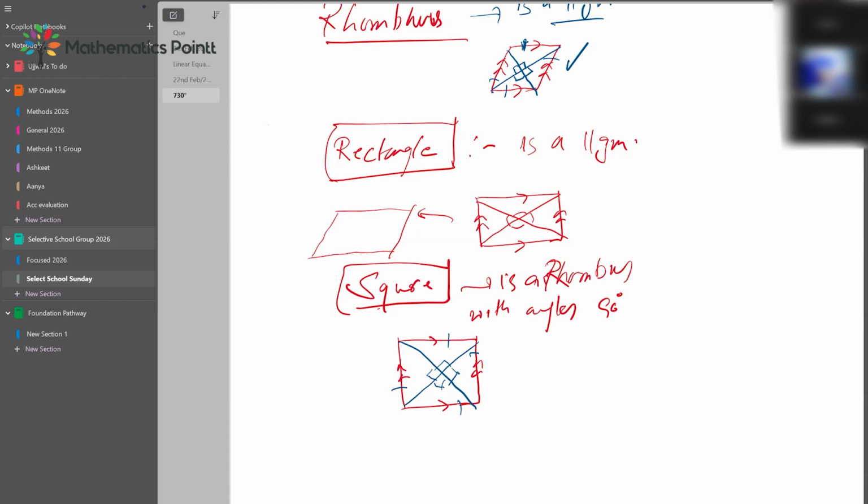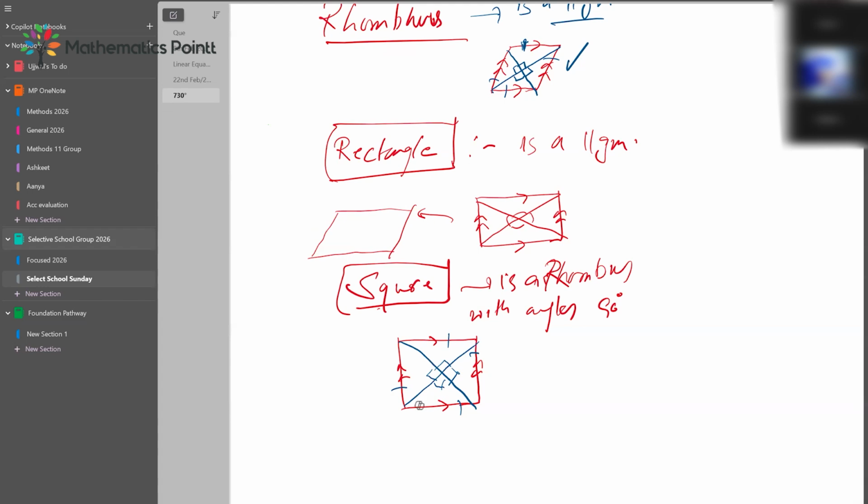Parallelogram is like the father figure, right? You've got variations under it. Square is a parallelogram, rectangle is a parallelogram, rhombus is a parallelogram. Square is a rhombus, rhombus is not a square. Okay? Make sure. This is very confusing, right? But if you understand it well, you don't go wrong.